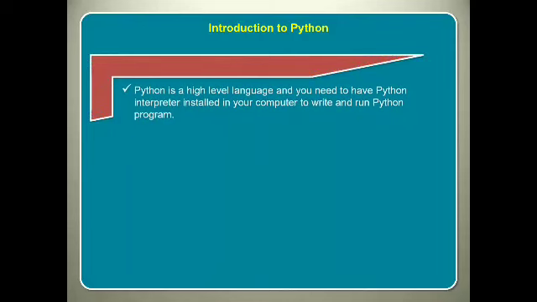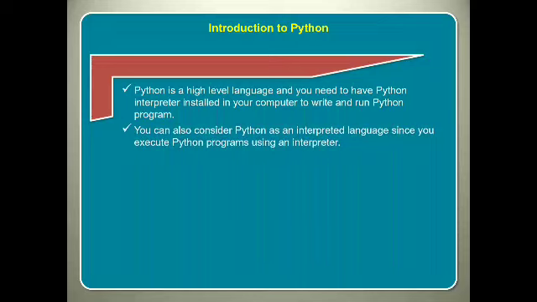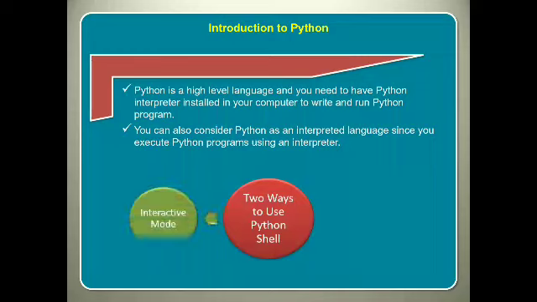Python is a high-level language, and you need to have a Python interpreter installed in your computer to write and run a Python program. You can also consider Python as an interpreted language since you execute Python programs using an interpreter. You can use the Python shell in two ways, namely interactive mode and script mode.